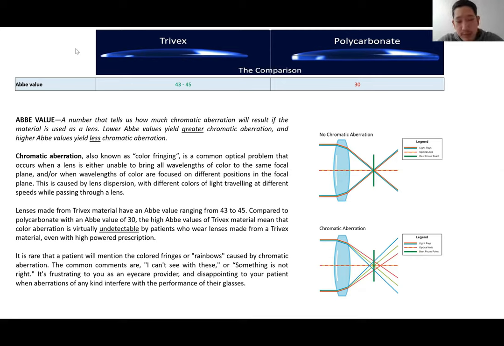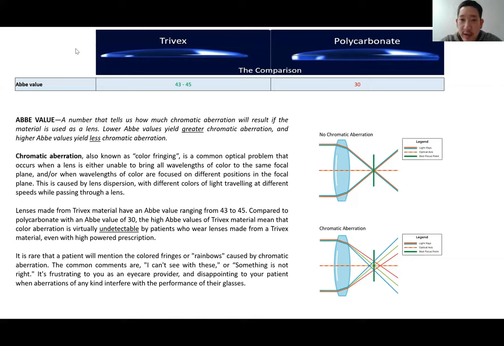So what is chromatic aberration? It's also known as color fringing, right? It's a common optical problem that occurs with a lens that is unable to bring all the wavelengths of colors to the same focal plane, or when the wavelengths of colors are focused on different positions on the focal plane. This is caused by the lens dispersion, with different colors of light traveling at different speeds while passing through the lens.